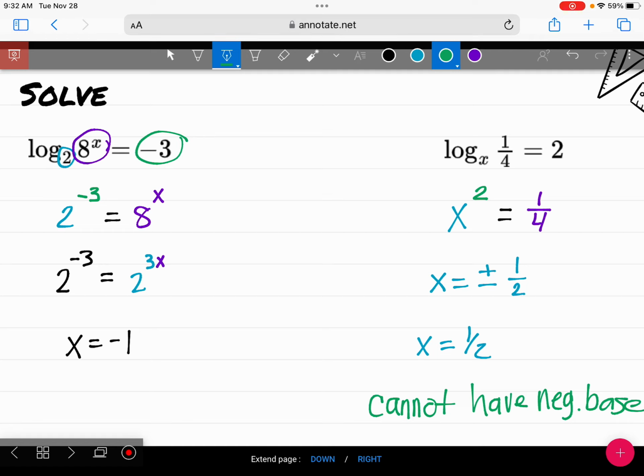Okay, so watch out for that. You cannot have the negative base. You can have a negative exponent. You can have a negative argument. You cannot have a negative base.